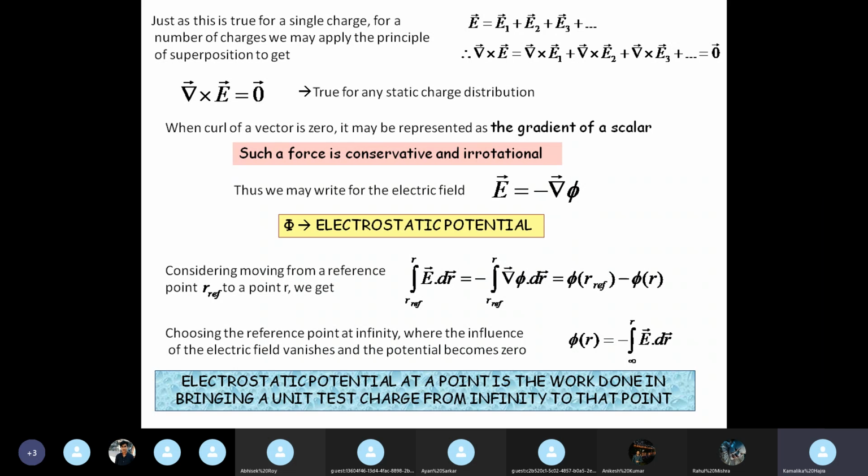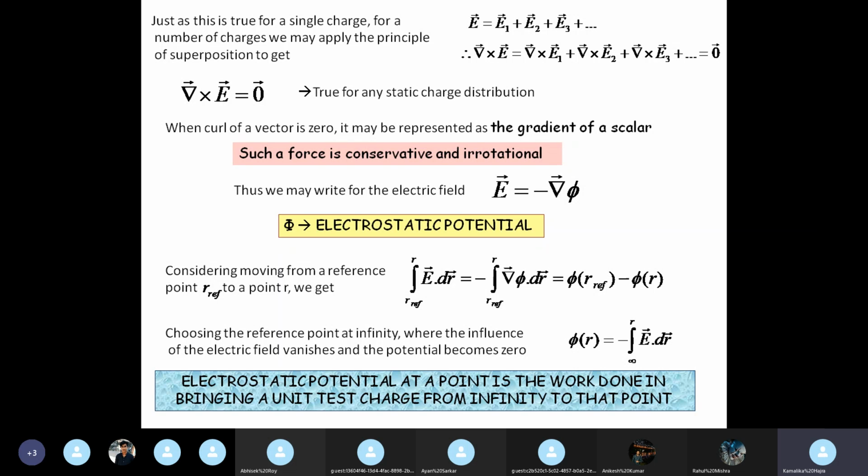So we can define electrostatic potential at a point as the work done in bringing a unit test charge from infinity to that point. This you have to learn: what is the definition of electrostatic potential?